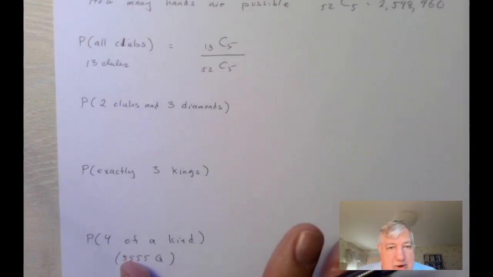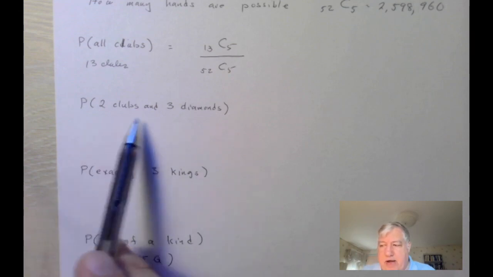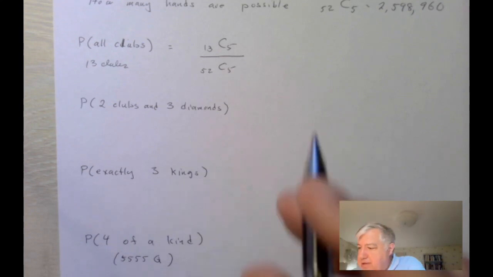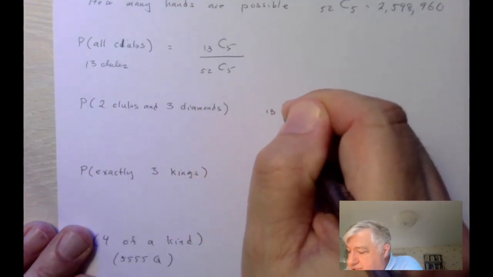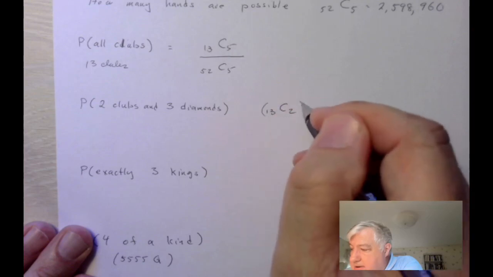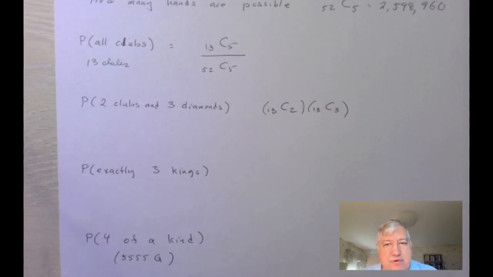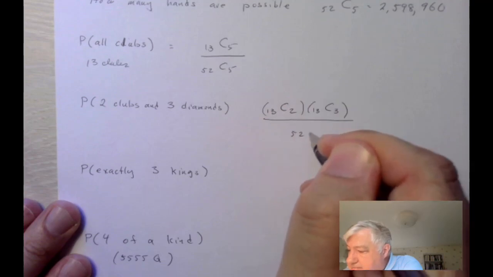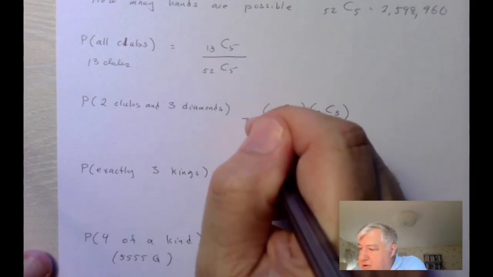If we wanted to compute the probability of 2 clubs and 3 diamonds, if I asked you to come up with a hand with 2 clubs and 3 diamonds, first you would pick your clubs, then you would pick the diamonds. To find the clubs, there are 13 clubs, you choose 2 of them, and then there are 13 diamonds, and you choose 3 of those. There's your 5-card hand, and then we divide this by the size of the sample space again. So that's that probability.